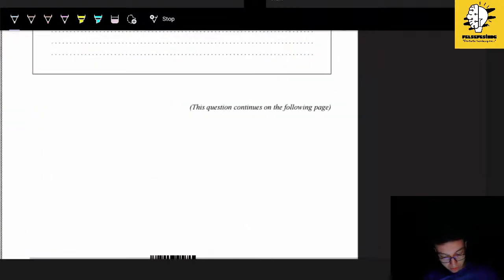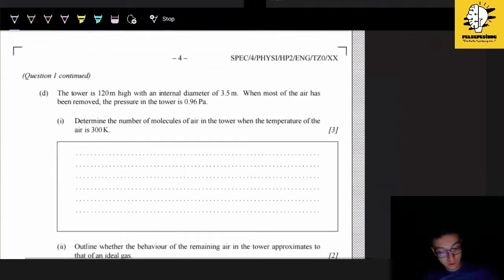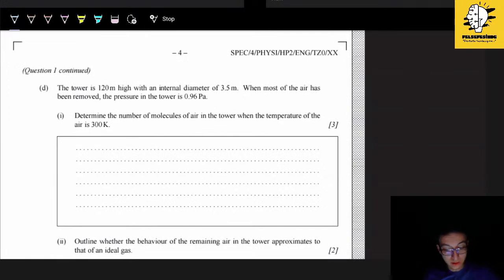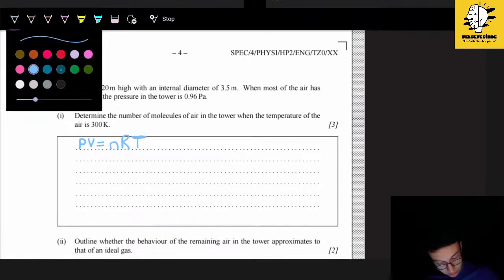So, the next question, it says the tower is 120 meters high with an internal diameter of 3.5 meters, and the air has been removed, and it had a pressure of 0.96 pascals. So it says now imagine that the temperature is 300 kelvins in the tower. So what would be the number of molecules? So we will directly remember that already from the data booklet. PV is equal to nRT, right? PV is equal to nRT.